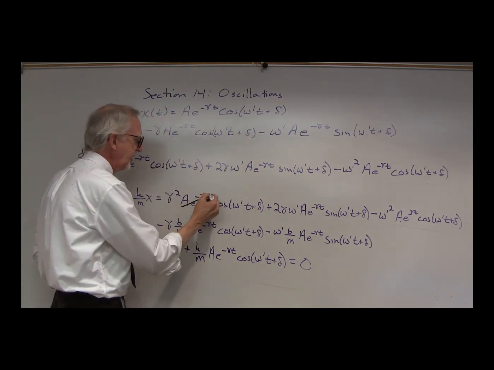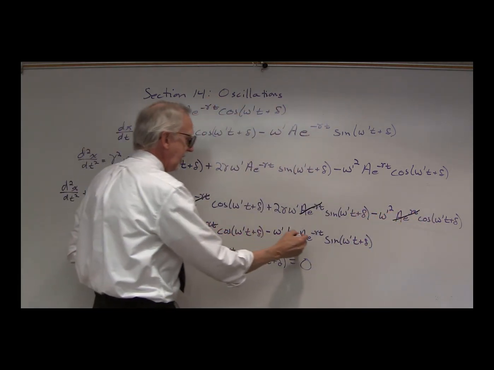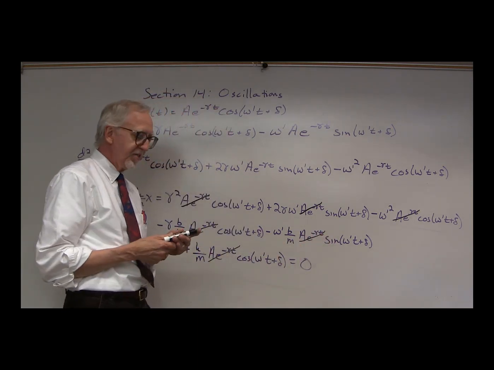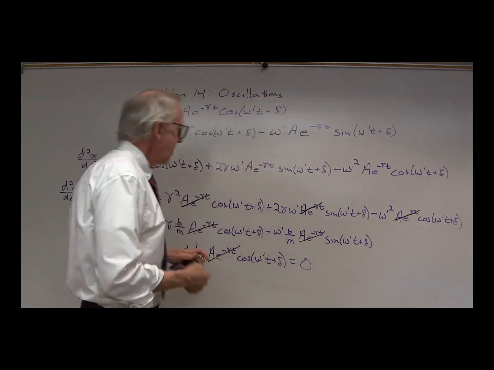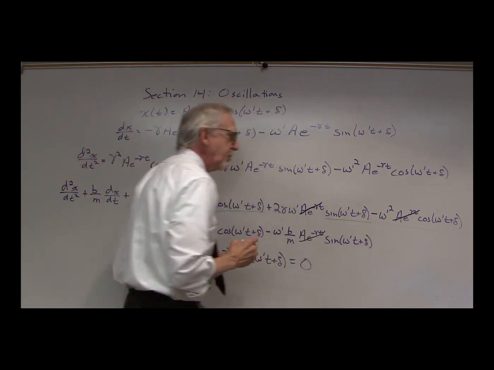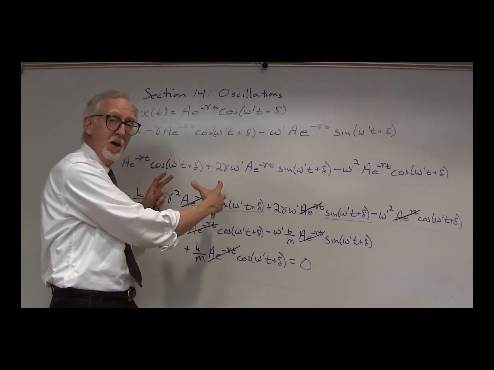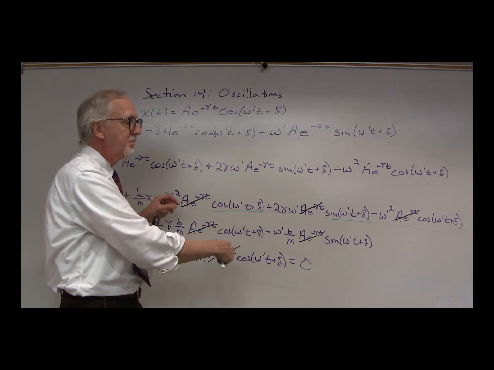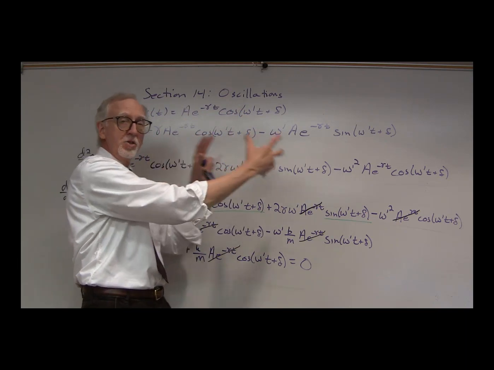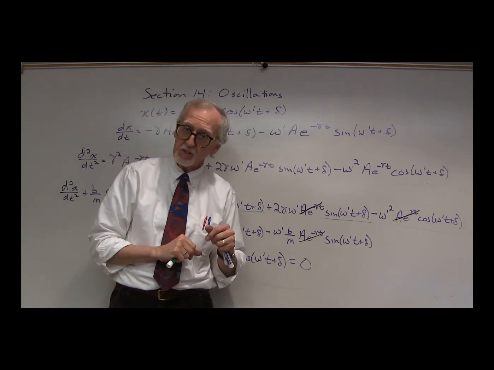So dividing off A e to the minus gamma t from every term. There we go. Now what we notice is we have some terms that are cos(omega prime t plus delta), and some terms that are sin(omega prime t plus delta). What I'm going to do is gather up all the terms that are cos(omega prime t plus delta) and all the terms that are sin(omega prime t plus delta), and write those with two coefficients from all of the coefficients of those terms. So hold on one second, back again.